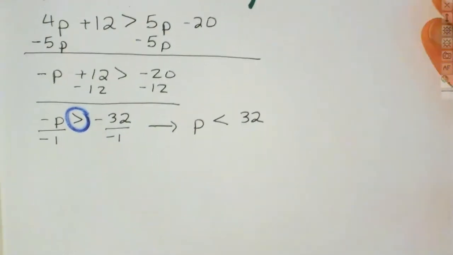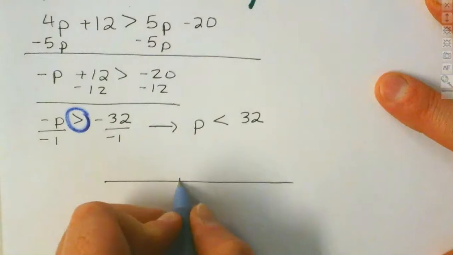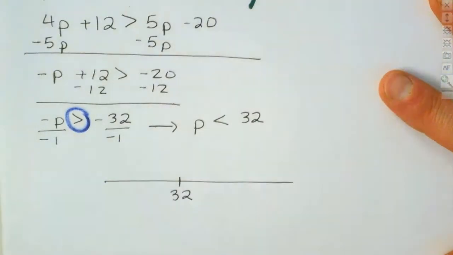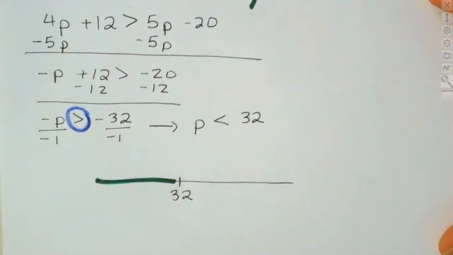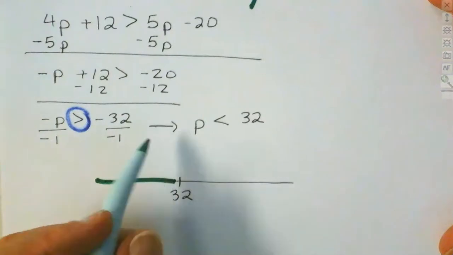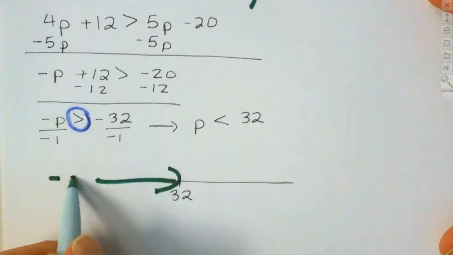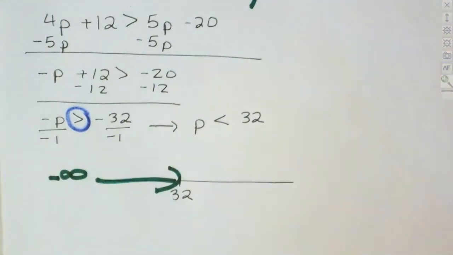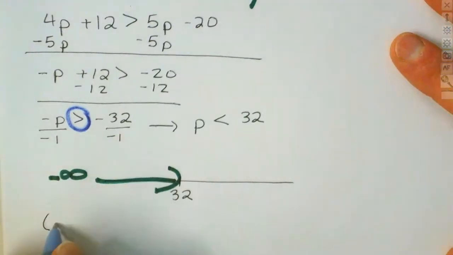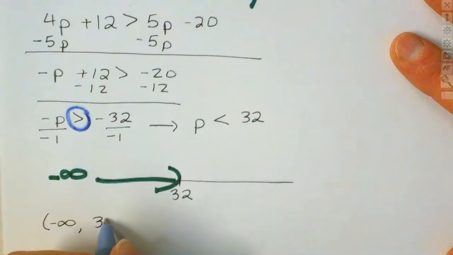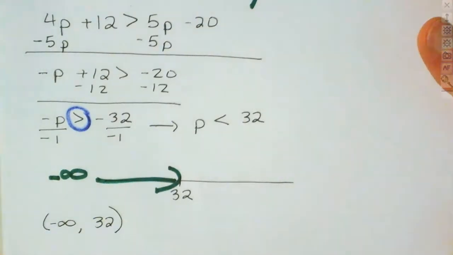So we did that on the number line. Here we are at 32. Which way is it pointing? It's pointing to the left, so that's the way we're going. Brackets or parentheses at the 32? Parentheses, and it goes out to negative infinity. Now we write it as it is on the number line. So negative infinity is first, comma, 32, and it gets a parentheses.